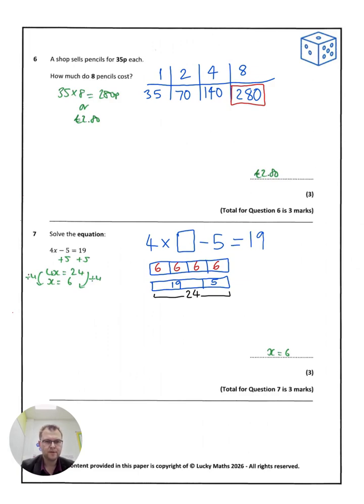The equation, question 7: 4x, 4 times something, take away 5 equals 19. That's one potential way to do that. Finding the missing number, that is 6, or I've tried to use 4 equal boxes below to represent each x. Below that, I've got 19 and 5, because obviously the opposite of taking 5 is to add 5. So 19 plus 5 means the 4 equal boxes at the top equal 24. 24 divided by 4 would be 6.